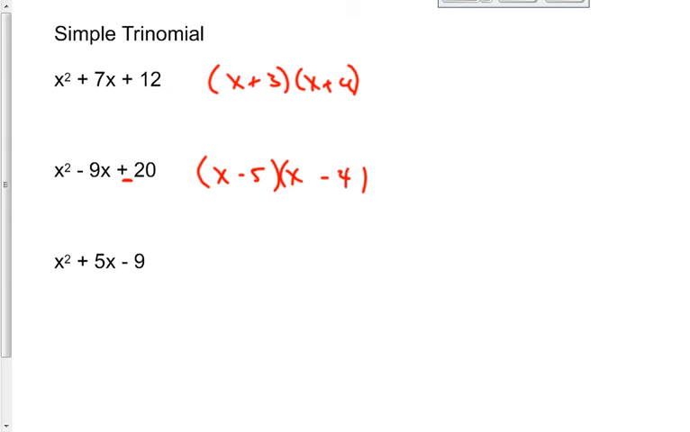X squared plus 5x minus 9. You're trying to look for numbers that are going to multiply together to give you negative 9. 9 and 1, 3 and 3. Are any of those going to multiply together to give you, or add together to give you, a 5? Hopefully you're coming up with no. And if that is the case, we call these prime. You will have a couple of those sneaky ones that will show up in your homework. Answers are prime.